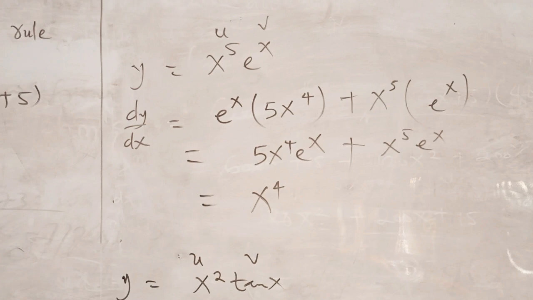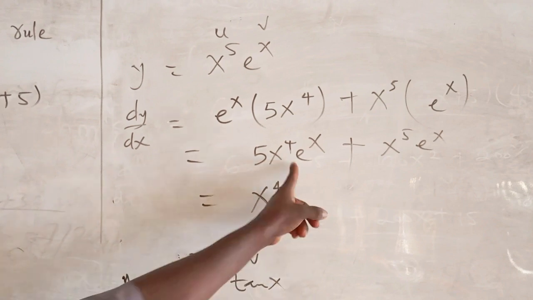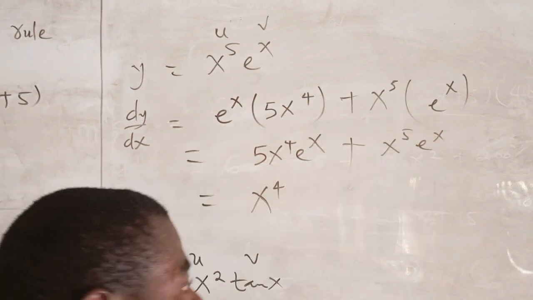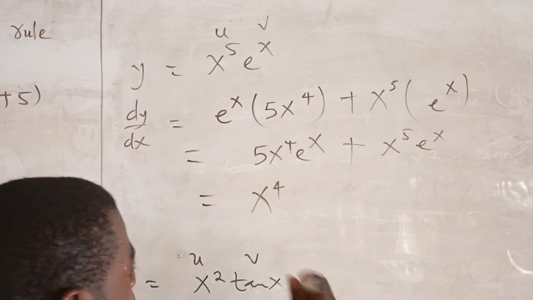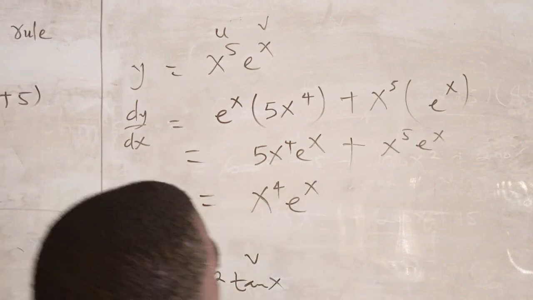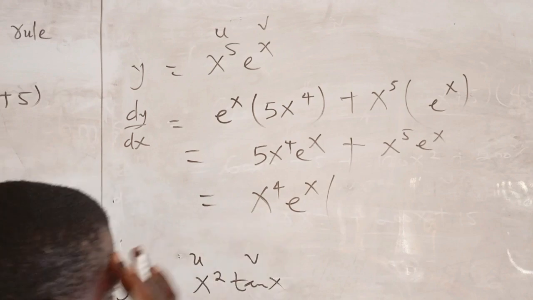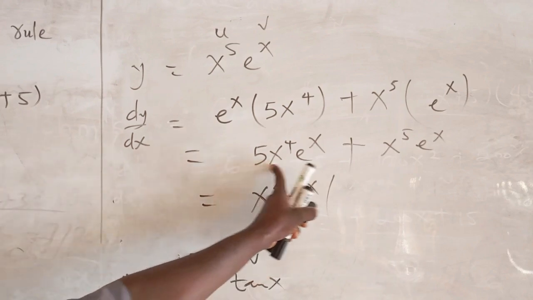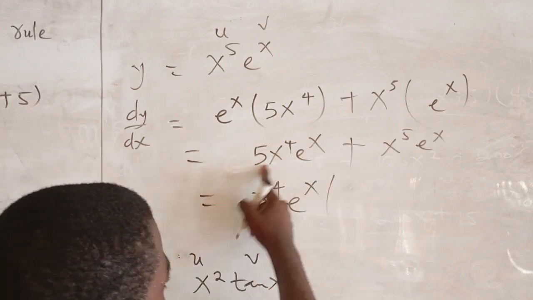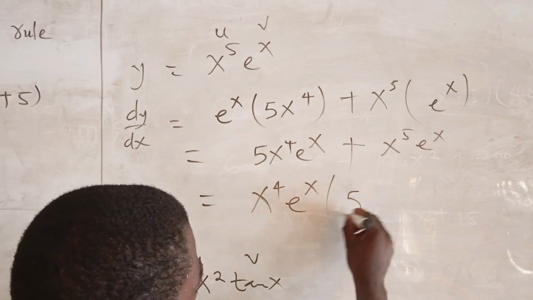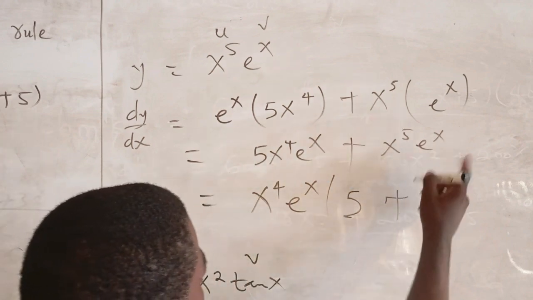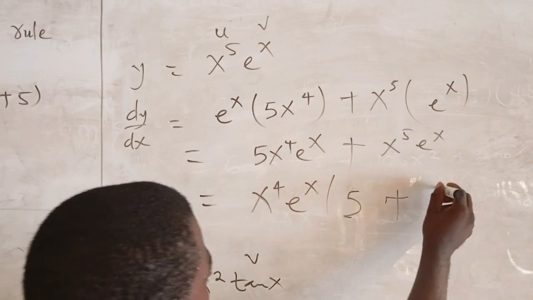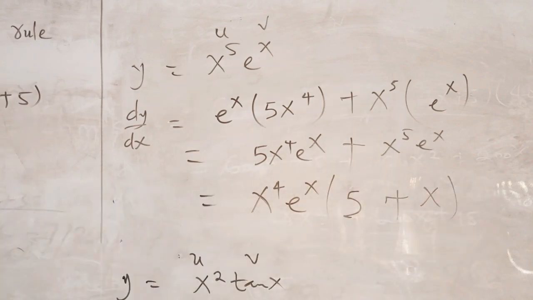Apart from x raised to the power of 4, something else is still common, right? Which is e raised to the power of x. So bring that out too. So if we bring e raised to the power of x and x to the power of 4 out from here, what will be left will be just 5, right? Plus here will be x. Okay, so that's the derivative of that function. I'll be taking the last question now, and so I'll have to clean this part.